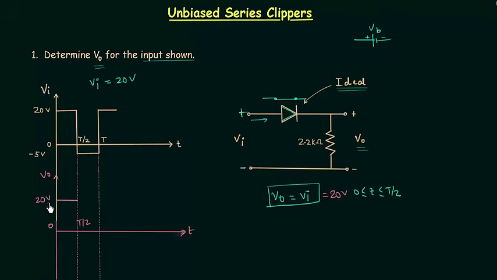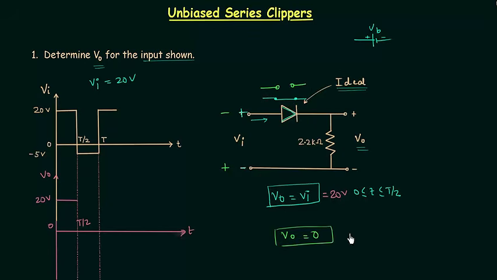This is 20 volts. Now we will find out the output voltage for the next half cycle, and for the next half cycle Vi is equal to minus 5 volts. Vi is minus 5 volts. This means polarity is reversed, minus plus, and the diode is reverse biased. So we have an open circuit in place of this diode. There will be no current in this circuit, so output voltage Vo is equal to 0.